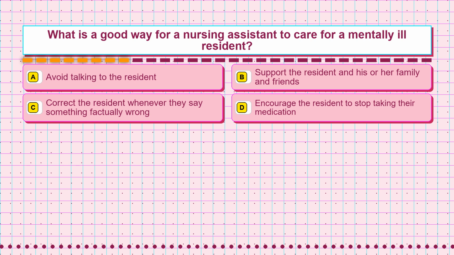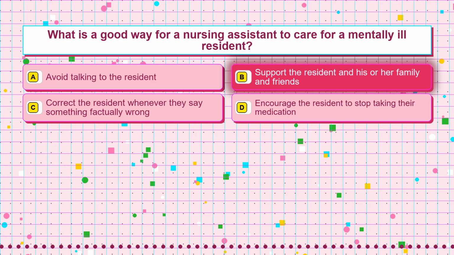Question 16. What is a good way for a nursing assistant to care for a mentally ill resident? Option A. Avoid talking to the resident. Option B. Support the resident and his or her family and friends. Option C. Correct the resident whenever they say something factually wrong. Option D. Encourage the resident to stop taking their medication.